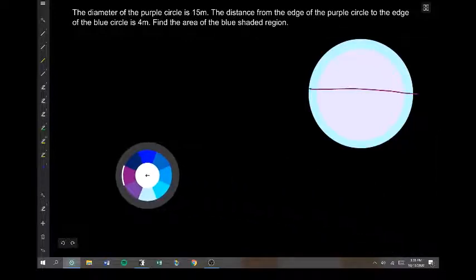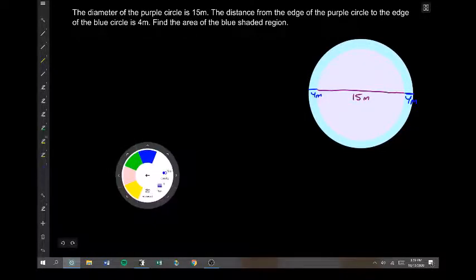This whole diameter here is 15 meters. No, not that whole diameter. The diameter of the purple circle, the inside circle, this here is 15 meters. The distance from the edge of the purple circle to the edge of the blue circle is 4 meters. So this right here is 4 meters. But that means this right here is also 4 meters. Find the area of the blue shaded region. So we are trying to find this area here.